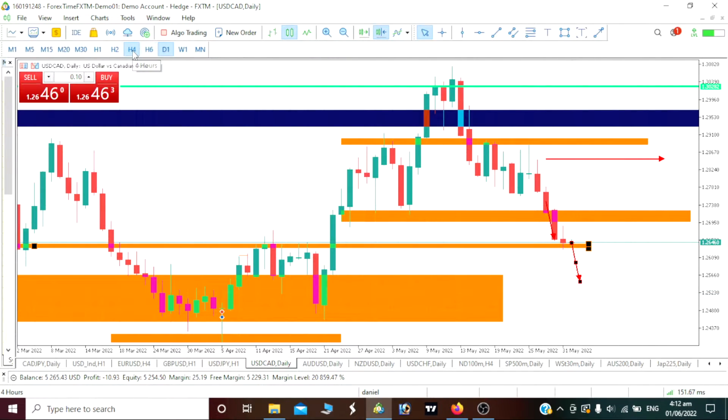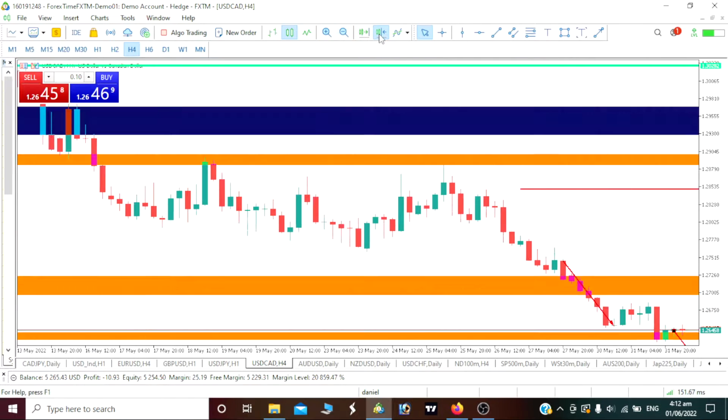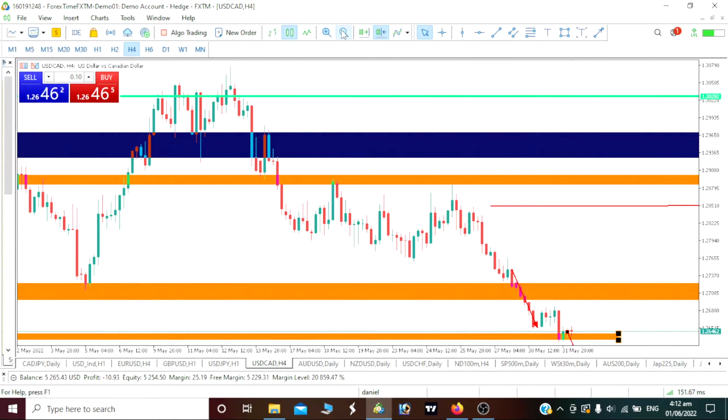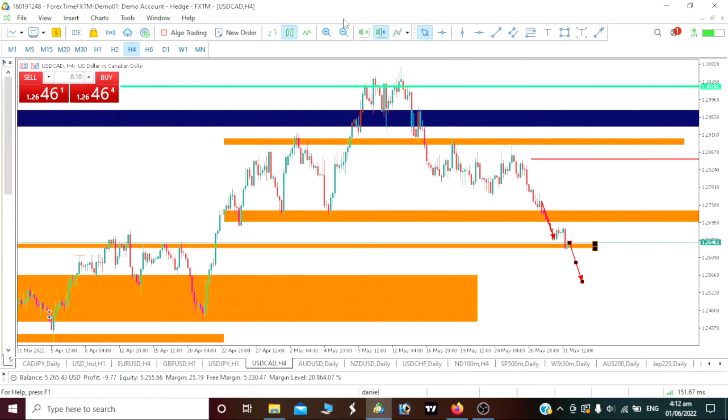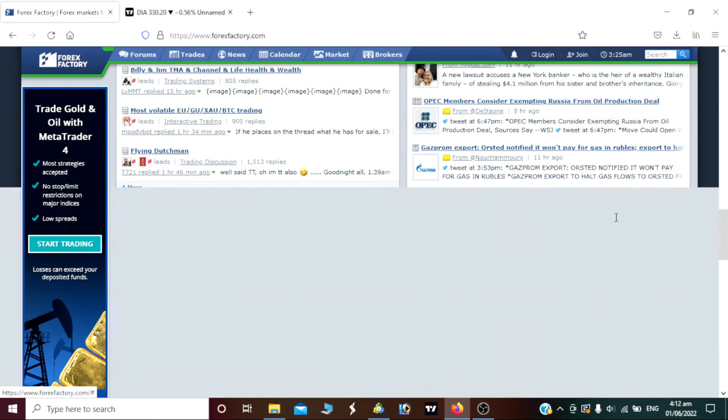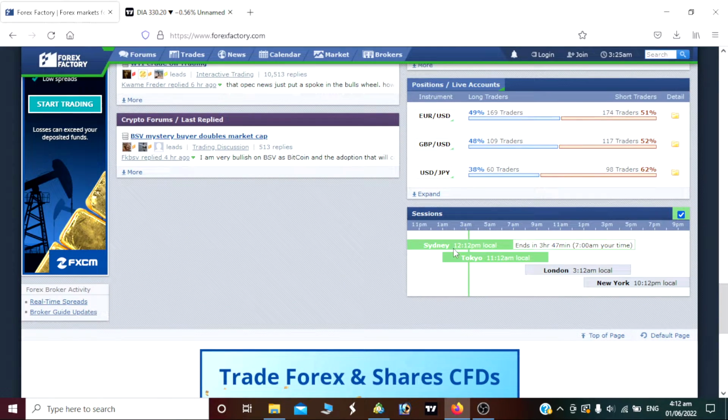By the way, now we can see our 4-hour time frame. Before we analyze our 4-hour time frame, let me take you to where we are now. We are currently at the Sydney Tokyo session. The London session has not yet opened, and the New York session has not yet opened. So when our London and New York sessions open, we will see where our price is at on our USD CAD, and we would want to be trading what we see and not what we think.